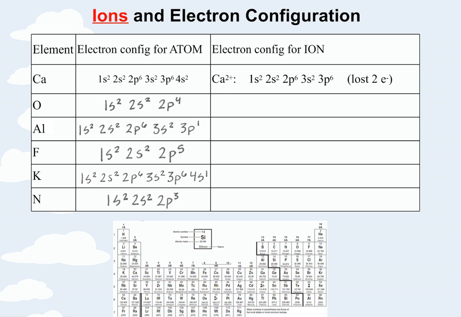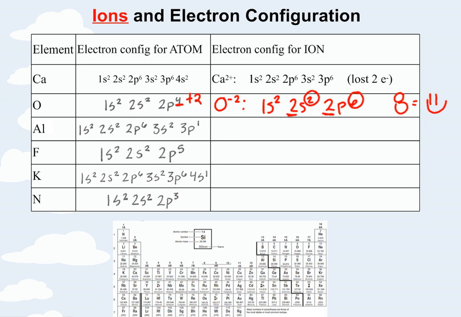So oxygen, we just said that it is going to gain 2, so it's going to be negatively 2 charged. Well, if this is a neutral oxygen, it needs to gain 2. So it will be 1s2, 2s2, 2p6. You can also check, because in this outer energy level, now it has 8 valence electrons, which is very good.